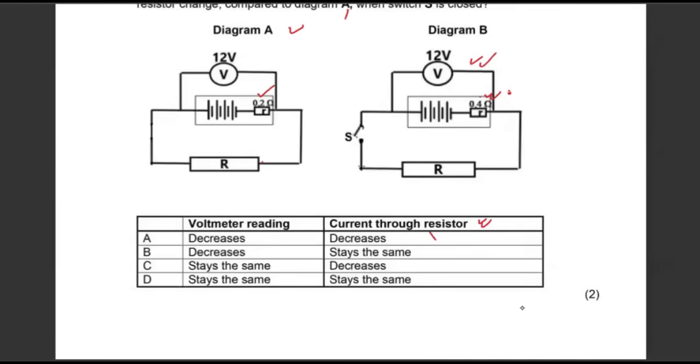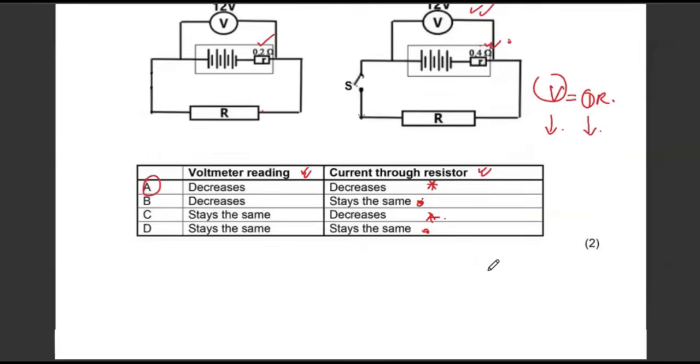Okay, so I'm looking at option A and then option C. There's no way current will stay the same if the resistance values are changed. Then with the voltmeter, we know that voltage is directly proportional to the current. So if the current reduces, even the voltage must reduce. So option A becomes the best option there.